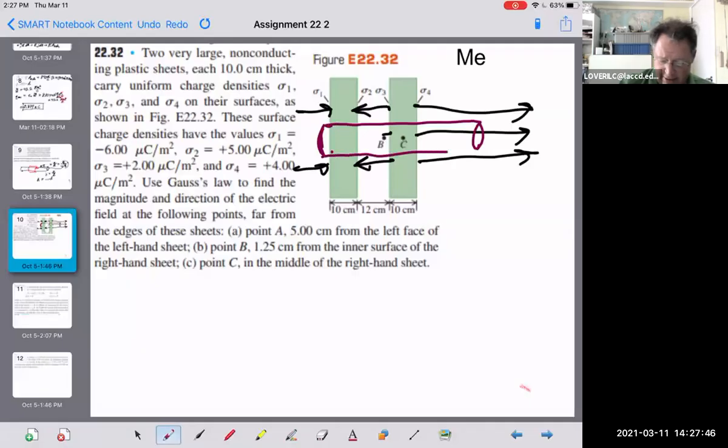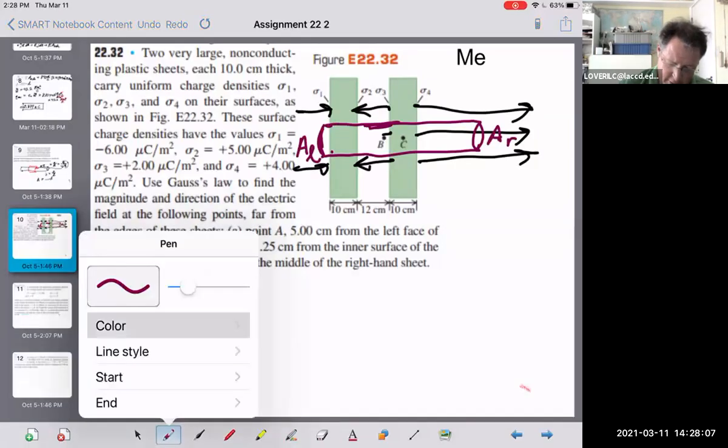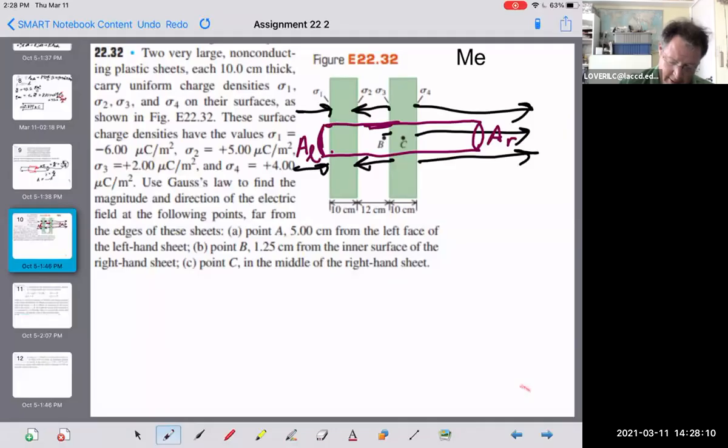So I'm just going to draw a cylinder like this. It doesn't have to be a circular cylinder. We do want to make sure these sides here run parallel to the electric field. And then I've got an area on the right here and an area on the left here. Okay. So what do I have to work with here? I have the integral of E dot dA is equal to the charge enclosed over epsilon naught.